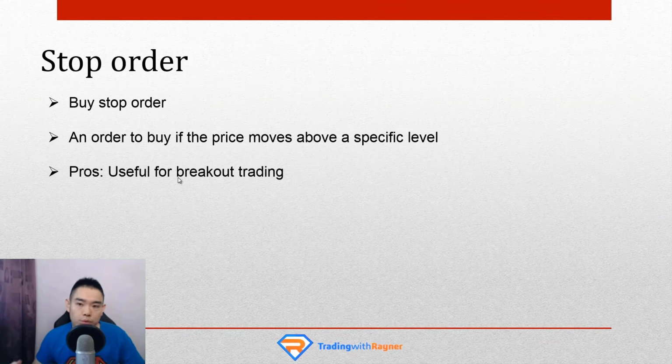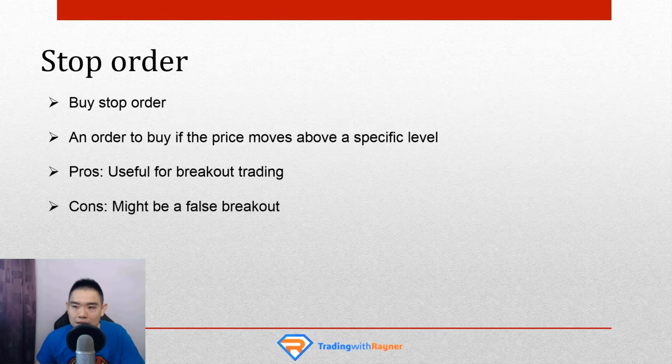So it's an order to buy if the price moves above a specific price level. So this is useful. If you are trading breakouts, this order is absolutely useful, because in breakout trading, the price will break out of a specific level and then continue with the momentum to hit higher. So if you have a buy stop order, you are assured to enter if the price breaks out of a level. The downside to this is that it might be a false breakout.